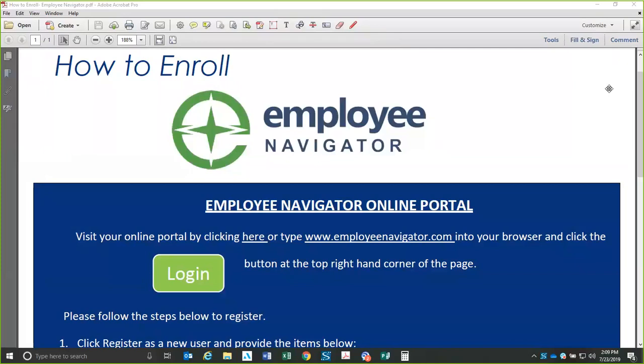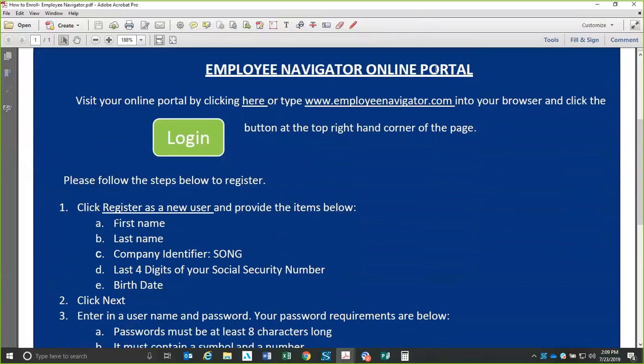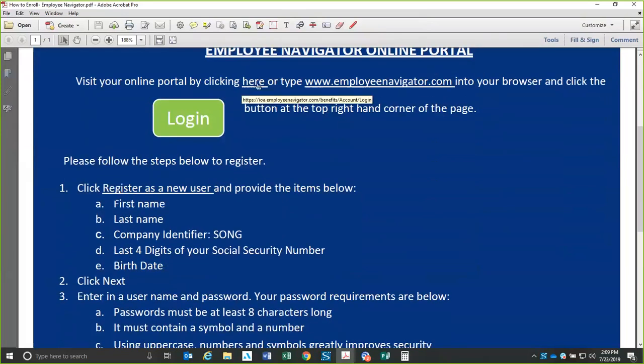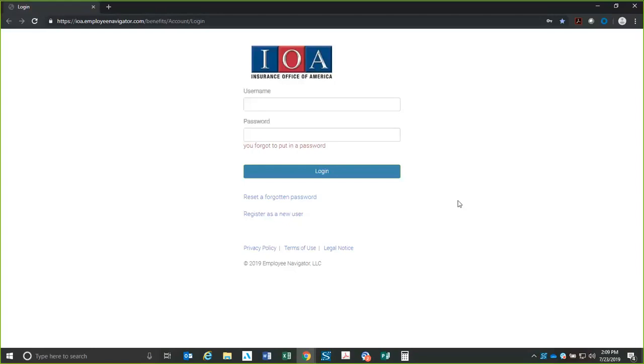So up on your screen, you should see the How to Enroll Employee Navigator document, and it is pretty simple. I'll scroll down a little bit so you can read it. It's a 4-step process. You would just click here or go to this website and then log in. So I'm going to do these steps live. We don't really need to follow along on this piece of paper. Let me pop this screen over here so you can see it.